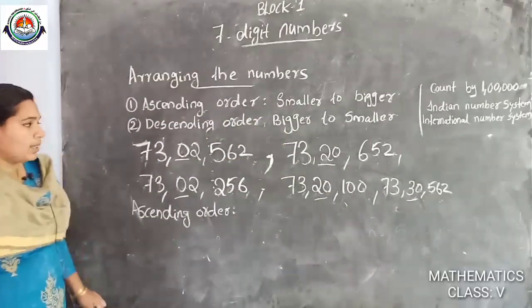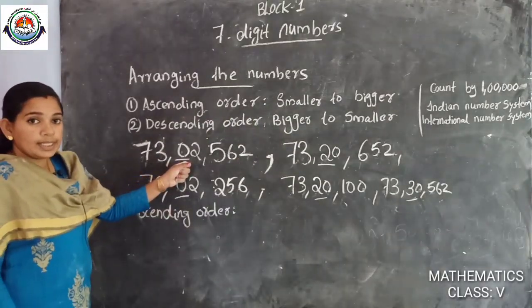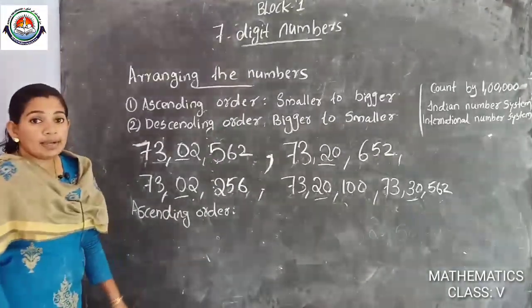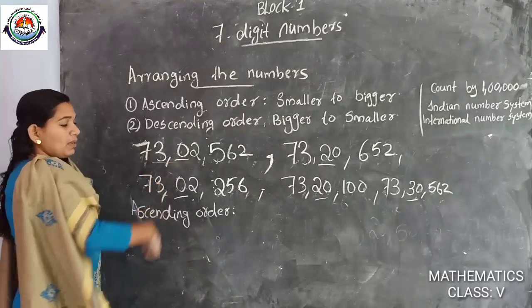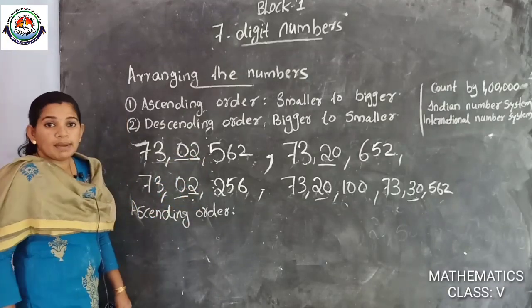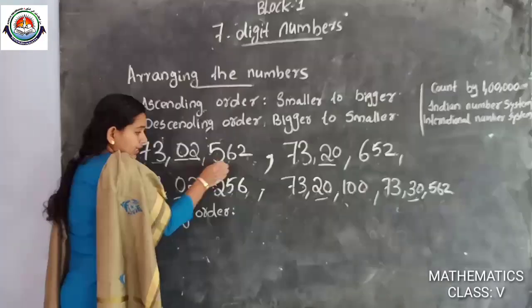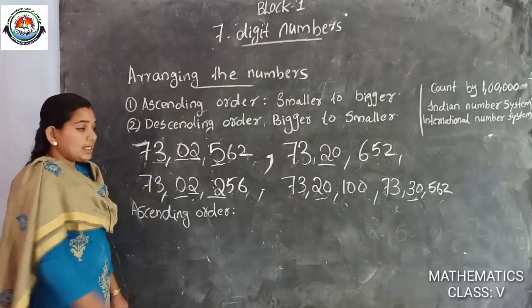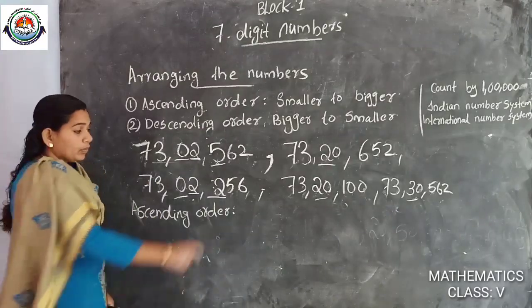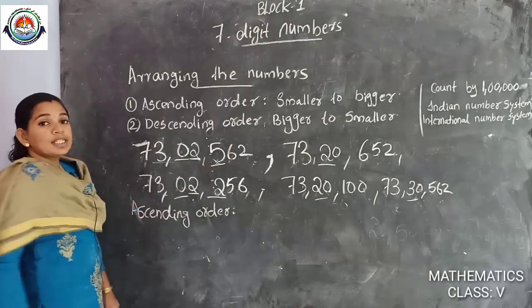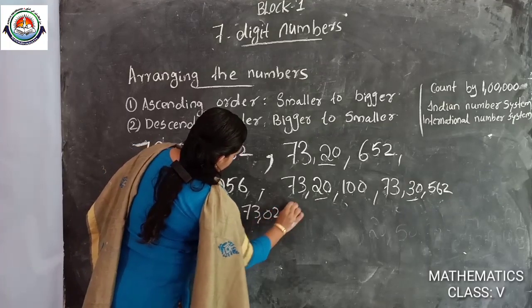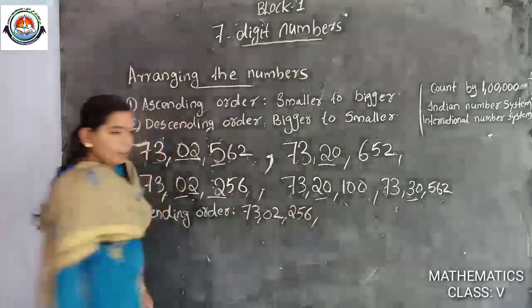So, which is the smallest number here? 0. Here 2 numbers have 0 in the 10,000 place. So we will check the next place, considering these 2 only. The next place also has the same number, 2. Then we consider the next place, the 100 place. Here 5, here 2. Which is smaller, 5 or 2? 2. So we consider this the smallest number: 73 lakh 2,256 is the smallest number here.